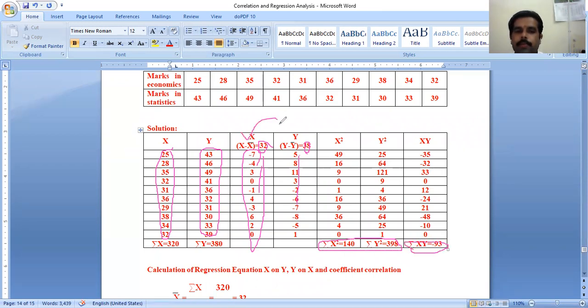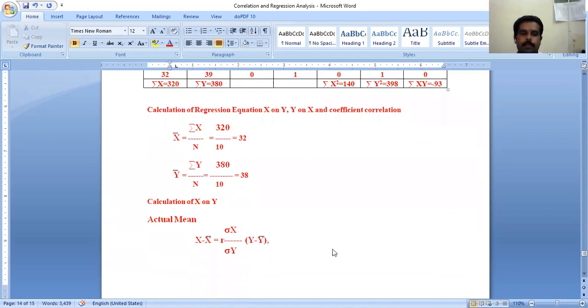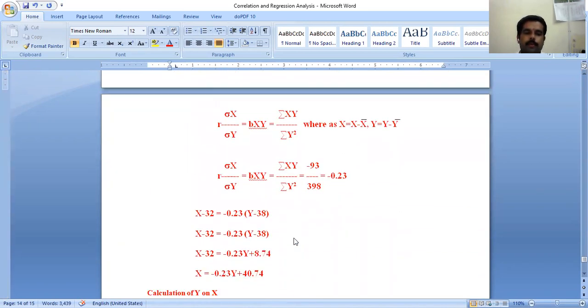X into y means 7 5s are 35. Okay, 4 into 8, 4 8s are 32. 11 into 3, that is 33. Then finally you got sigma x square value, sigma y square value, and sigma xy value also, that is minus 93. Okay, here you observe carefully, this is the formula.